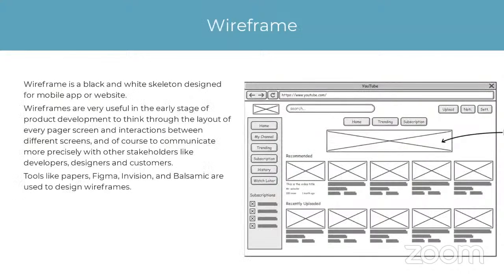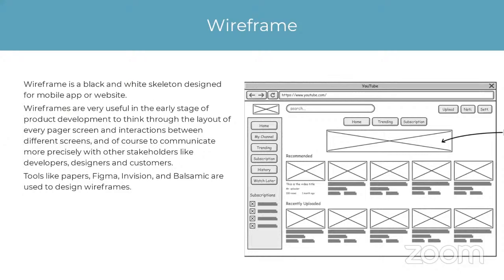So the next is the wireframe. A wireframe is an ugly black and white skeleton designed for a mobile app or website, right? Wireframes are very useful in the early stage of product development to think through the layout of every page or screen and interactions between different screens. And of course, to communicate more precisely with other stakeholders like developers, designers, and customers.